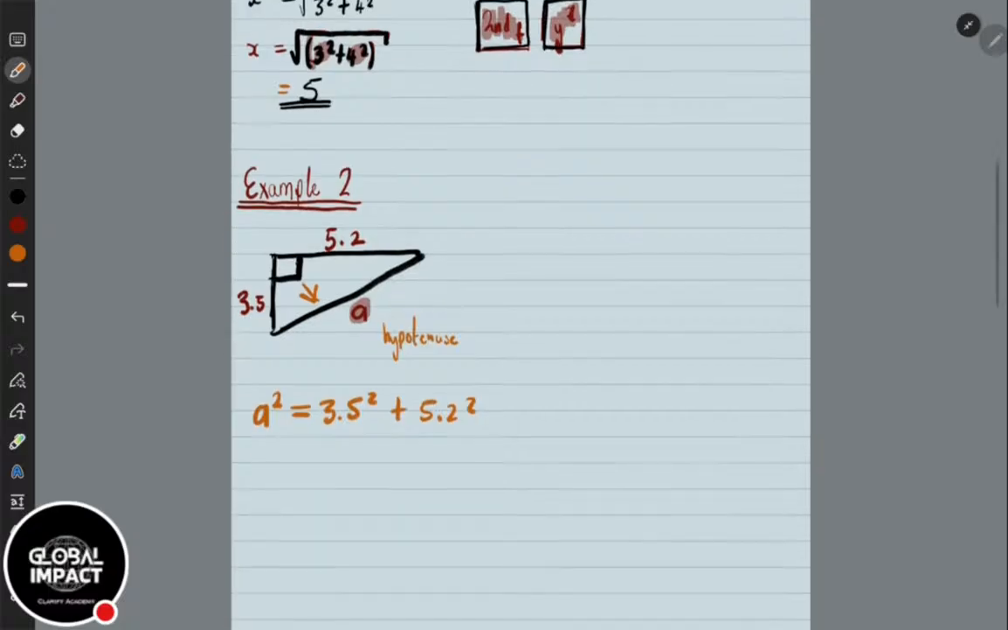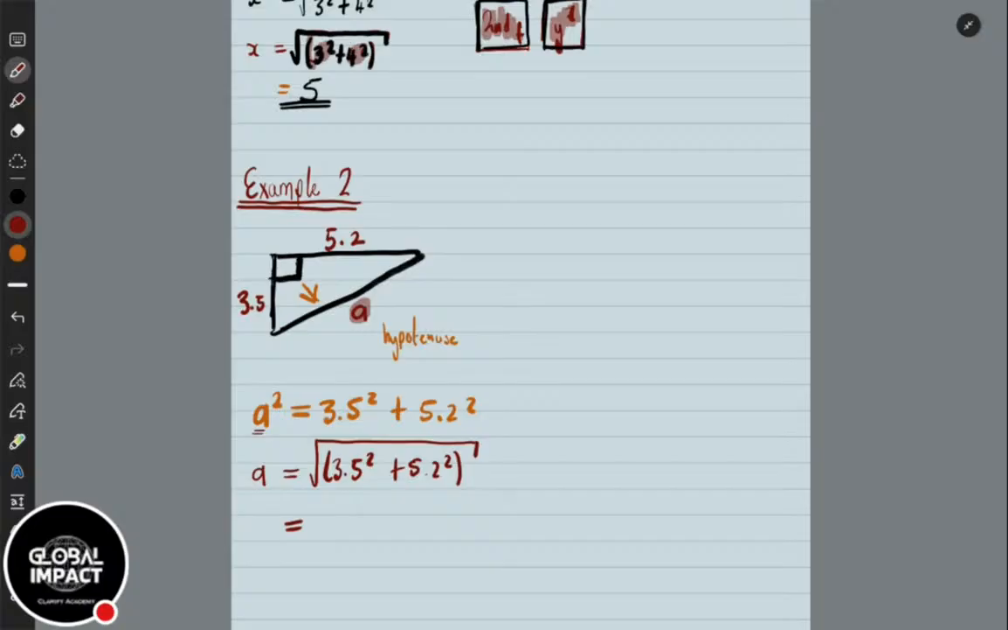Which now means, to get A, because we have A squared, we'll take the square to the other side. It becomes square root of 3.5 squared plus 5.2 squared. What is the A going to be? This time I want from you, Atle. What is the answer going to be now?